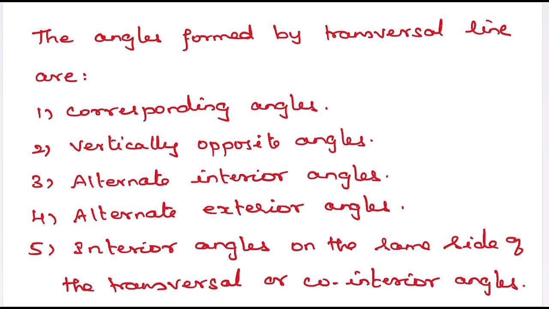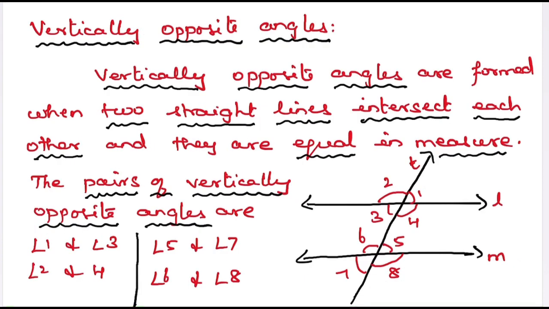Next, vertically opposite angles. Vertically opposite angles are formed when two straight lines intersect each other and they are equal in measure. That is, the angles opposite to each other are vertically opposite angles. Here in this figure, the pairs of vertically opposite angles are angle 1 and angle 3, angle 2 and angle 4, angle 5 and angle 7, and angle 6 and angle 8.